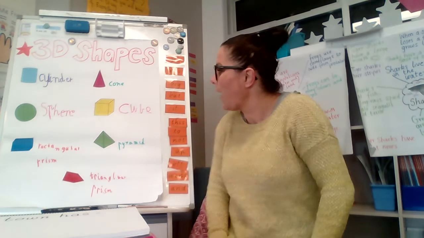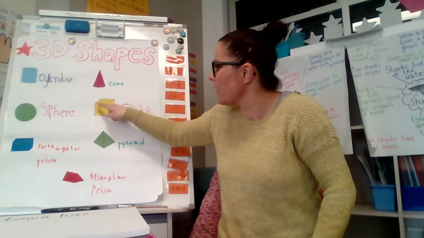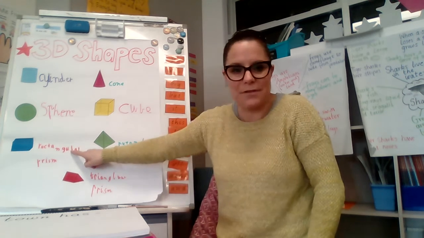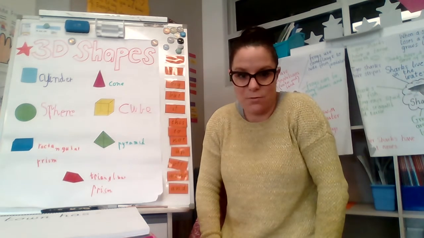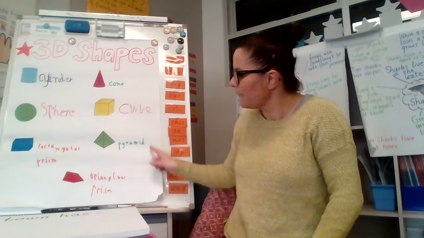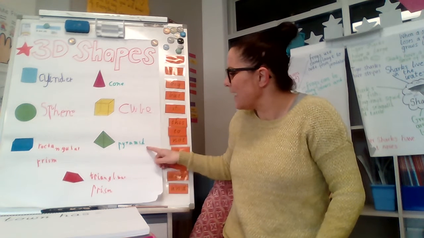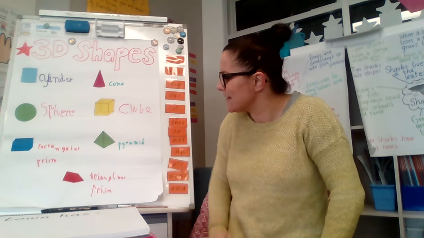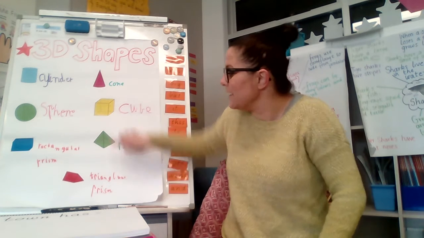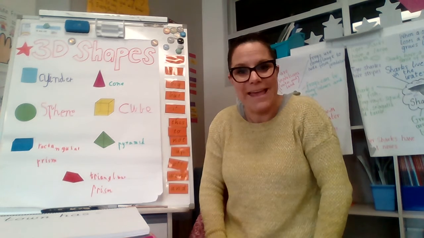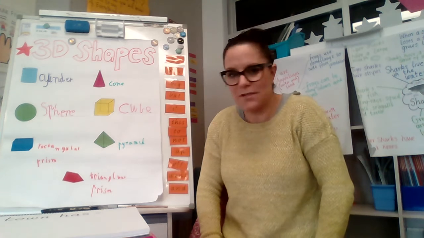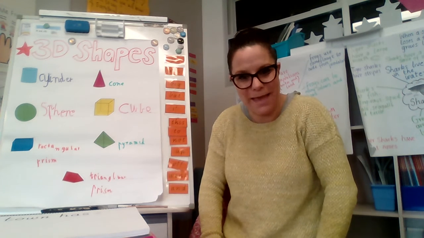Its faces are square. It has 1, 2, 3, 4, 5, 6 faces. Then we have the rectangular prism. This one's a really popular one to build with as it has a nice long body. A pyramid is here, and this is a square-based pyramid. You can have a triangle-based pyramid or many different types of bases, but ultimately its faces are triangular. And then we have here a triangular prism, a bit like a tent when we go camping.